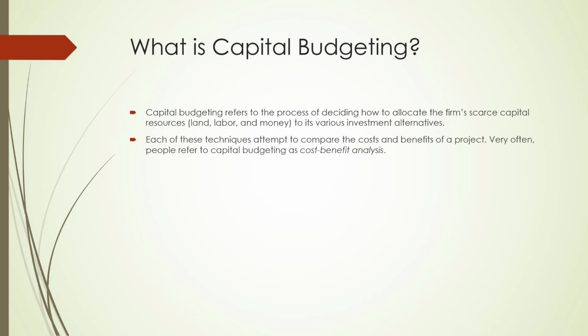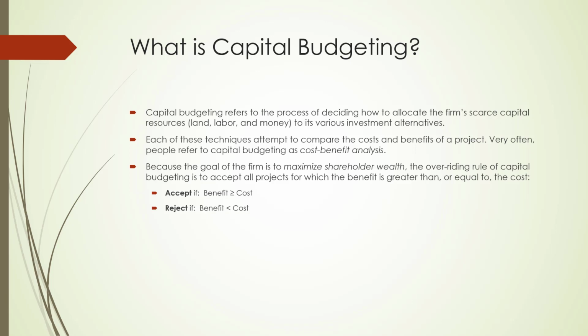Now, ultimately, what we're doing here is comparing costs and benefits, and we often refer to this as a cost-benefit analysis. So remember that the goal of the firm is to maximize shareholder wealth, and that means that we should only invest in projects that will increase shareholder wealth. In other words, we accept a project if the benefit exceeds its cost, or we will reject it if the benefit is less than the cost. Now, there's a little bit of a gray area when the benefit equals the cost, but as we'll see, in that case, we should accept the investment because of the way that we define the benefit.